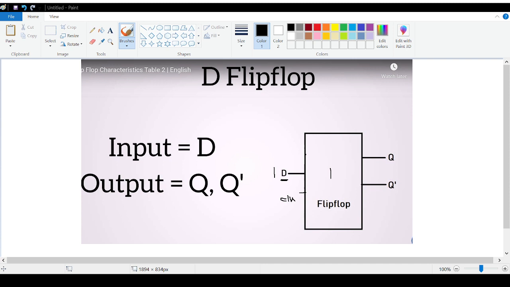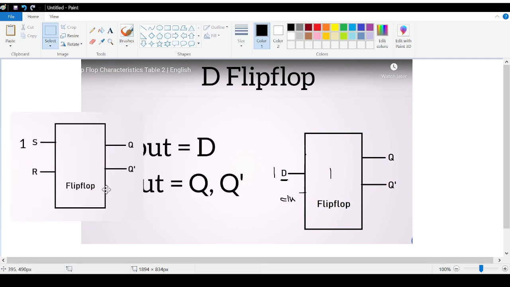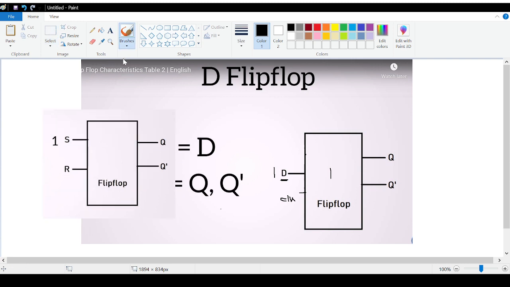So let's look at our SR flip-flop again. In our SR flip-flop, if the value of S is 1 and R is 0, then I have 1 stored inside my flip-flop, right? And if the value of S is 0 and R is 1, then the value 0 is stored inside my flip-flop. So what I can do is, notice that if I want to store 1, then I pass 1 through S and I pass 0 through R.